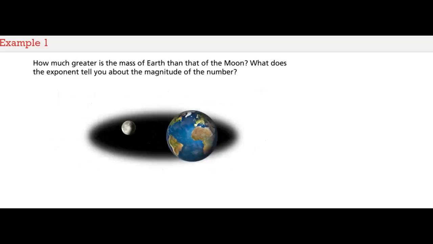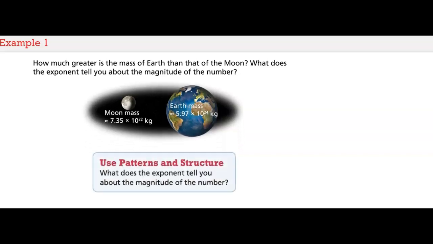This graphic shows the relative size of the Earth and Moon. Here is the approximate mass of Earth and the approximate mass of the Moon. How much greater is the mass of Earth than that of the Moon? What does the exponent tell you about the magnitude of the number?